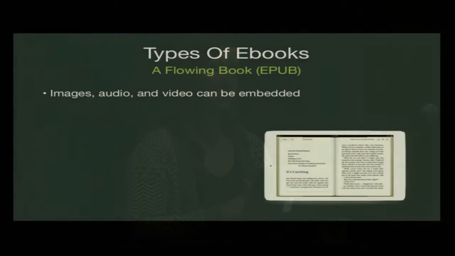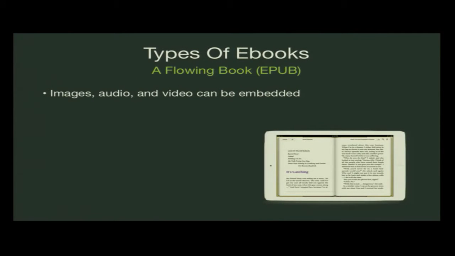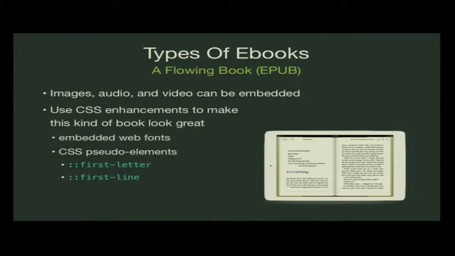In a flowing book, you can embed images, which is pretty expected. But you can also embed things like audio and video, which I think is pretty cool. And you can also use CSS to make this kind of book look great. And this is something that I wish people would do more of. All the books that I've seen, whether novels or collections of short stories like this one, they're really not leveraging CSS enough just to make their book stand out just a little bit.